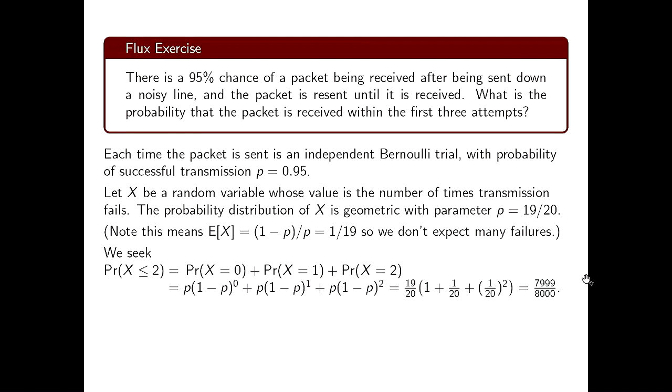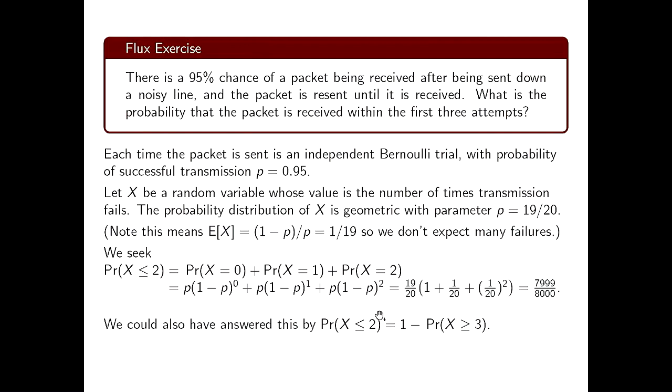So that works perfectly. There's another way to get at this, which is to say, well, the probability that x is less than or equal to 2, that's 1 minus the probability that x is greater than or equal to 3, right?